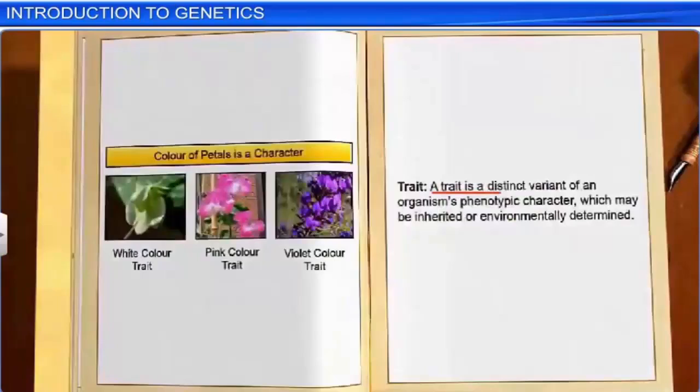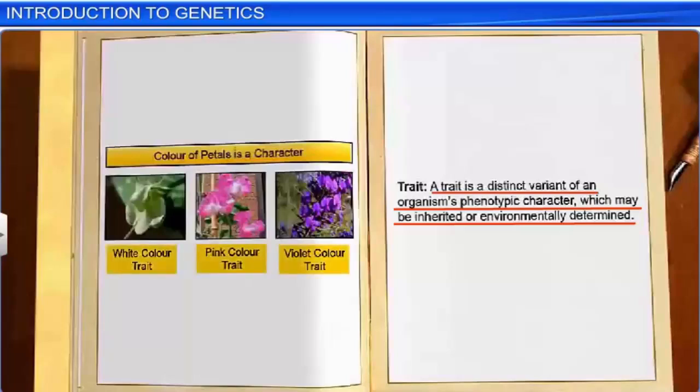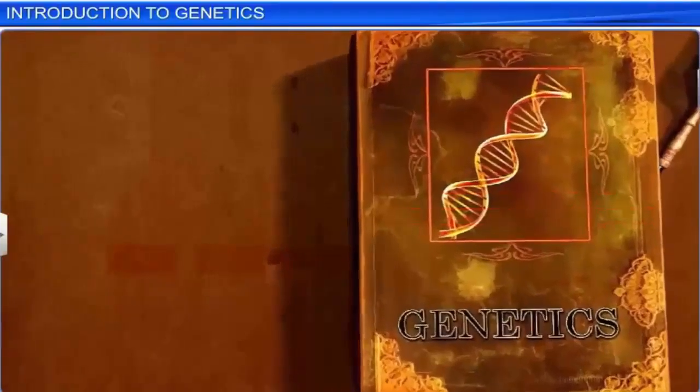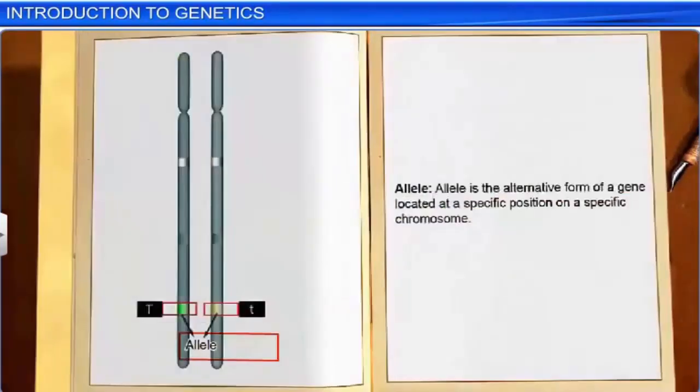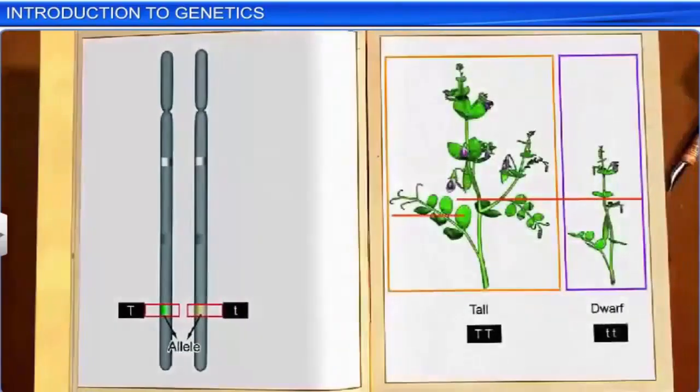A trait can be defined as a distinct variant of an organism's phenotypic character, which may be inherited or environmentally determined. For example, the color of petals is a character or an attribute, while the colors pink, violet, and white are traits. The genetic makeup of an organism is designated by the term genotype, while the appearance of the organism is designated by the term phenotype.